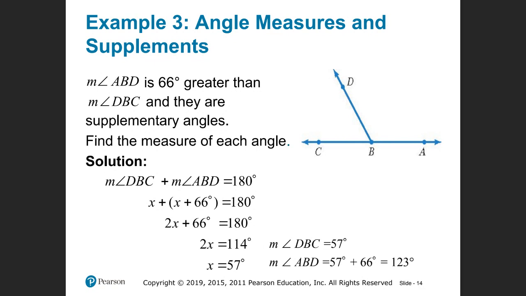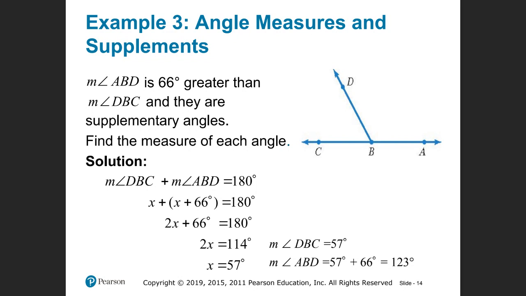So we know that the sum of the measures of the two angles is 180 degrees. If we let x represent the measure of DBC, then x plus 66 would be the measure of angle ABD because it's 66 degrees greater. Solving the equation, we have 2x plus 66 degrees is equal to 180. Subtract 66 from both sides. That gives us 2x is equal to 114. And divide by 2, we get x is equal to 57.